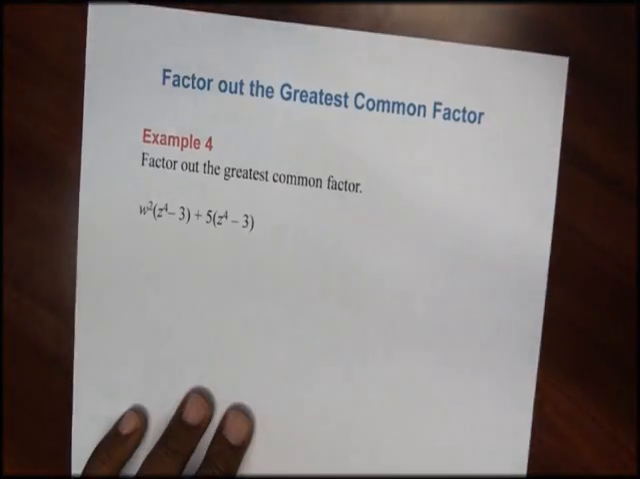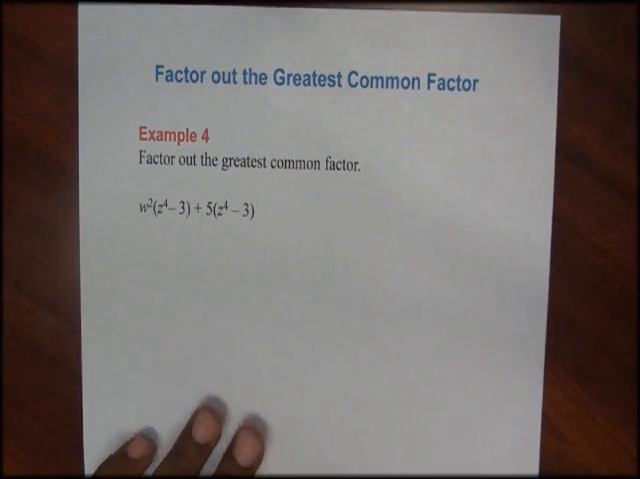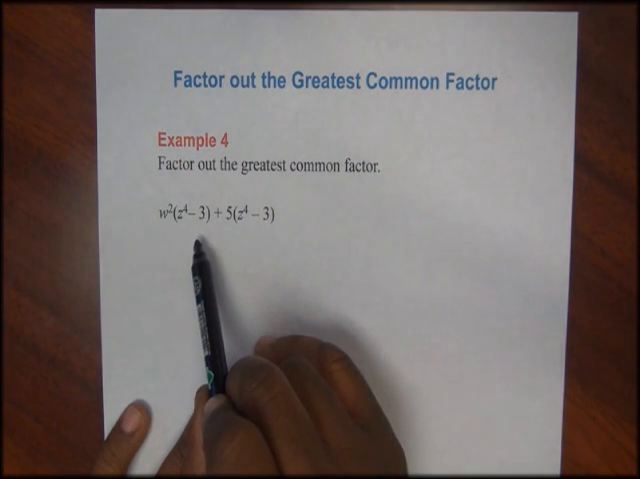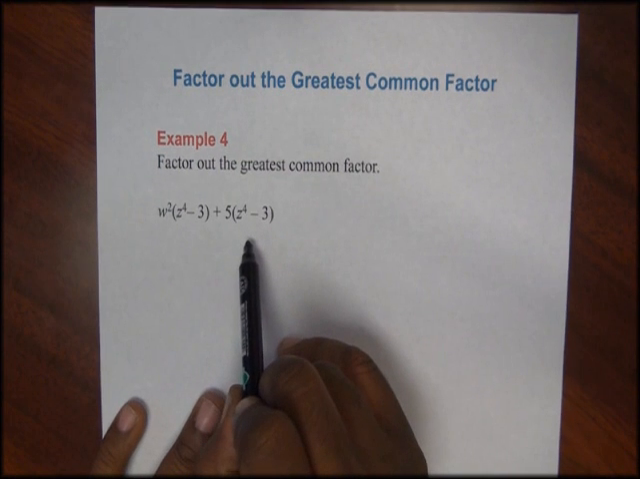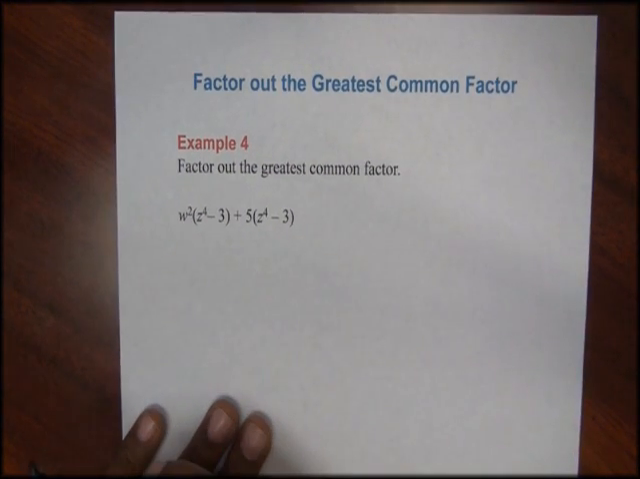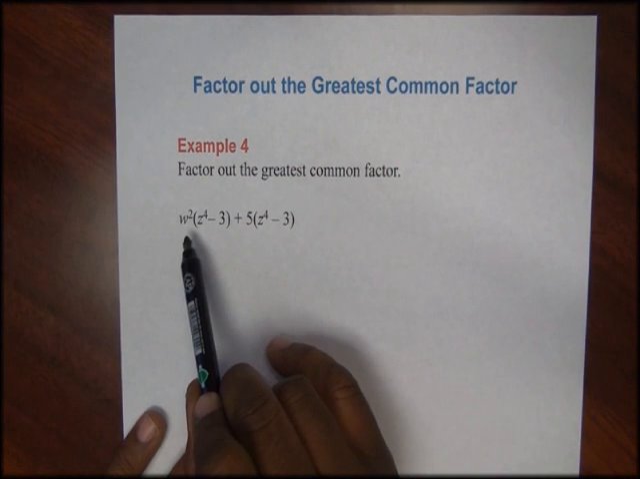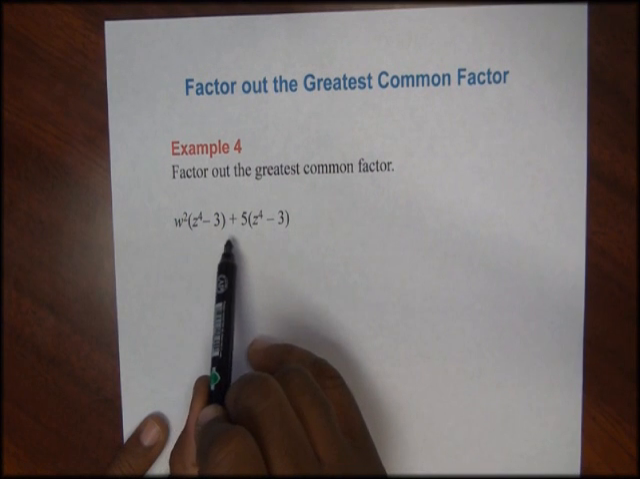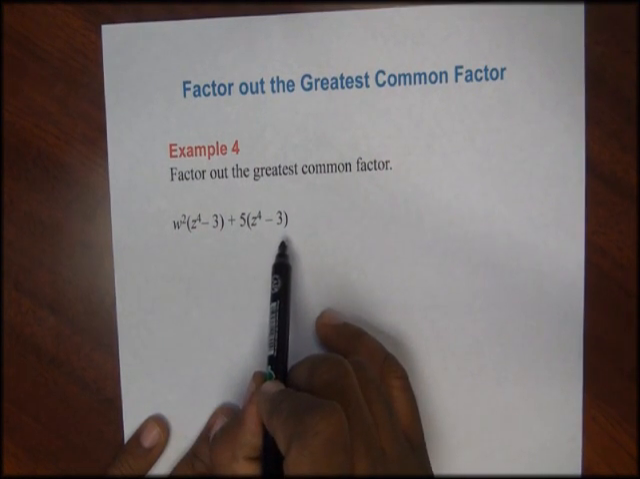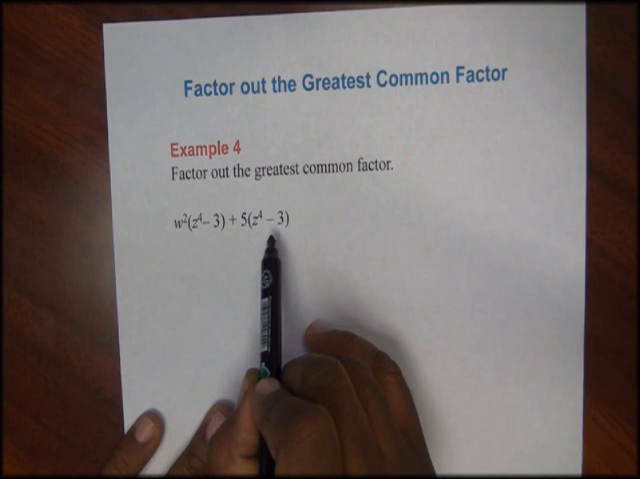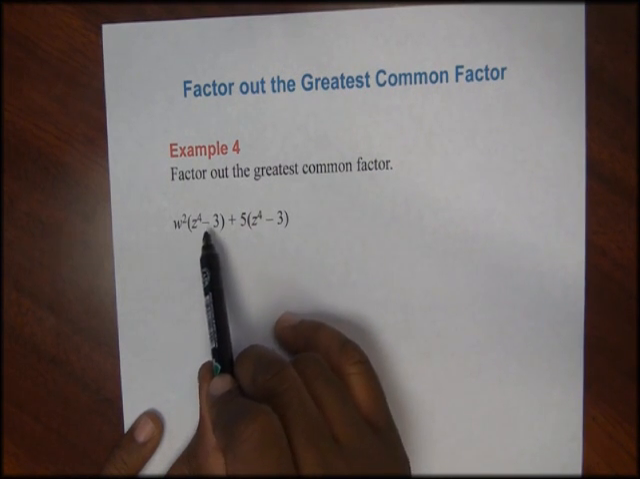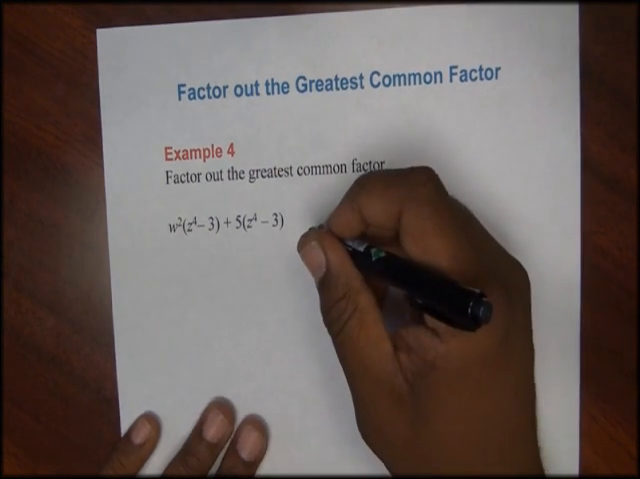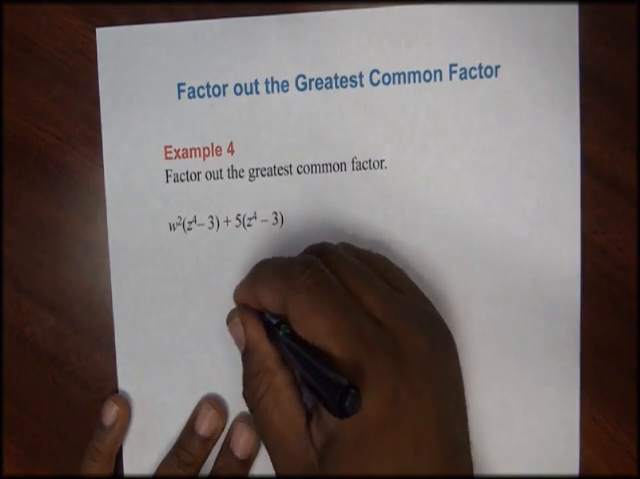Let's take a look at another example. In this example, we're asked to factor w squared times the quantity z to the fourth minus 3, plus 5 times the quantity z to the fourth minus 3. Taking a look at the setup, we have an expression in two terms, our first term and our second term. If we take a look at both terms, we determine that z to the fourth minus 3 is common to both terms. So I'll simply factor that out.